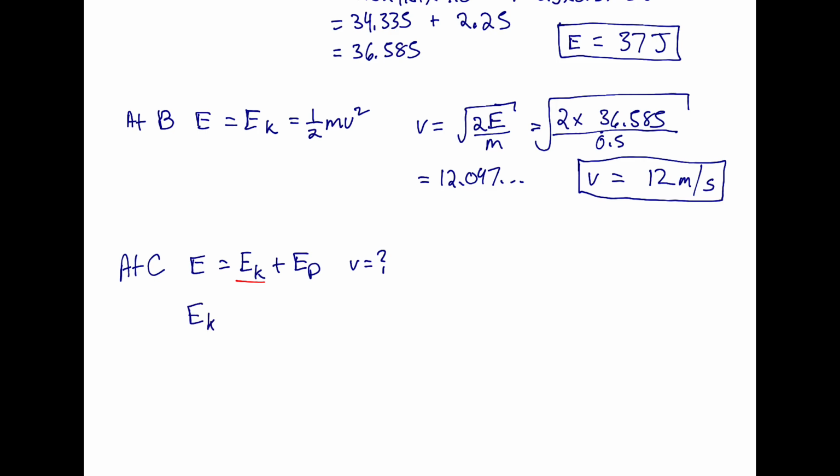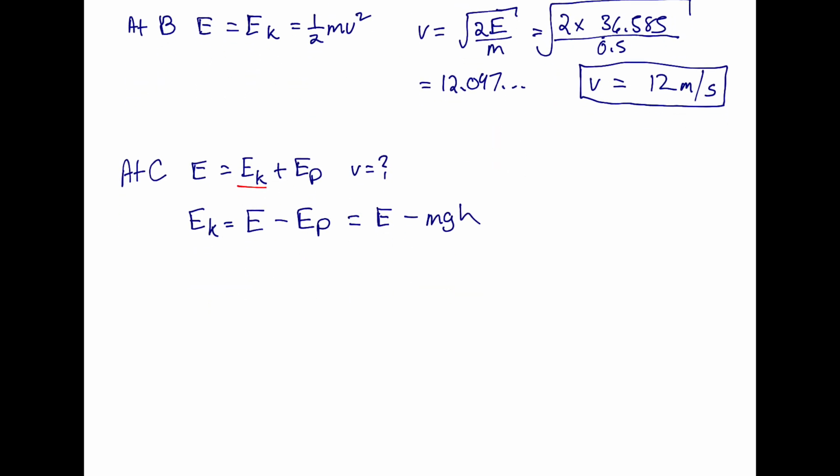EK will be big E minus EP, right? This feels good so far. We have all the energy minus the height energy is going to be the speed energy. Now I'll throw in all the numbers that I know, which will be big E minus mgh. And now I can put in all the numbers that I want.